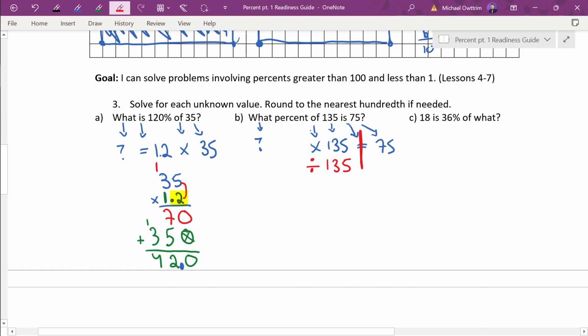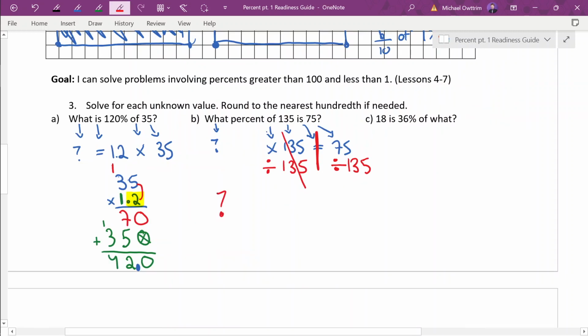Now, what I do to one side of the equal sign, to keep it fair, I have to do to the other side as well. Okay? My 135 on top cancels with my 135 on the bottom. I'm left with just a question mark on the side of the equal sign. And on the other side, I have a calculation, 75 divided by 135.